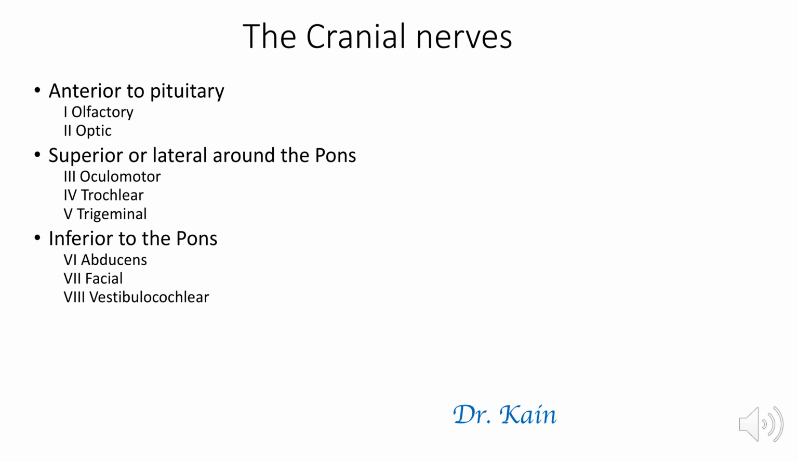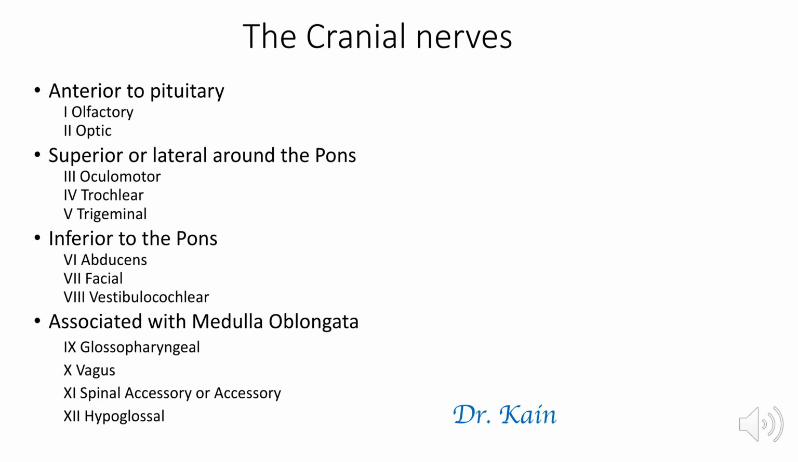And then we'll look at those that are inferior to the pons, another group of 3. It's going to be right at the interface between the pons and the medulla oblongata. The medulla oblongata is the most inferior part of the brainstem. And then our final 4 are going to be associated with the medulla oblongata. And by associated with, I mean that's the part of the brainstem that these emerge from.